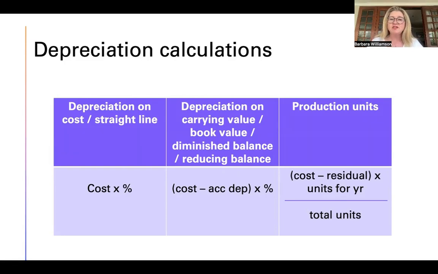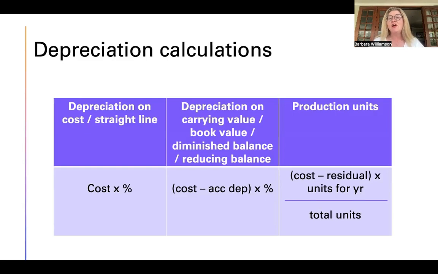The way that you work this one out is you take your cost less your residual. Just like I said, if we were doing straight line, you'd say cost minus residual to get the depreciable amount and divide it by the number of years. But in this case, you're going to divide it by the total number of units you expect it to produce and times it by the number of units that have actually been produced.